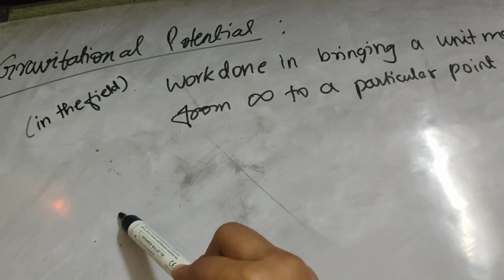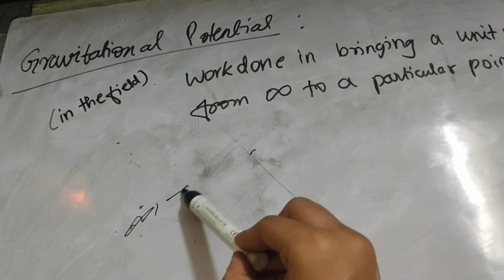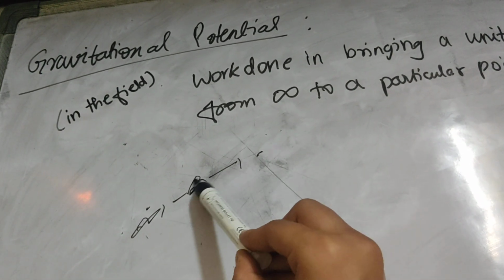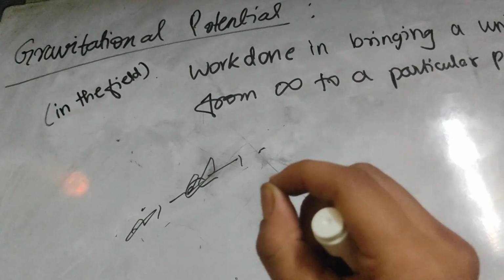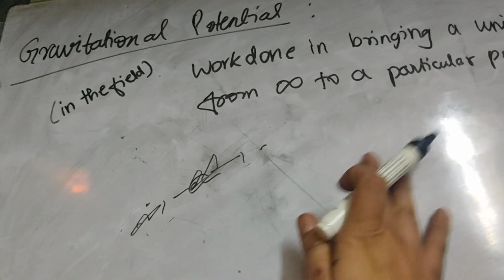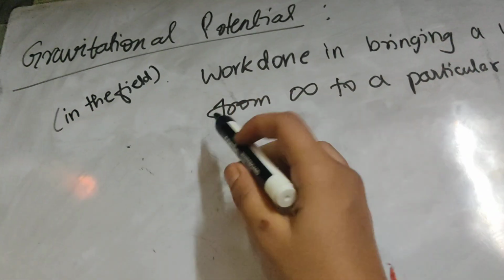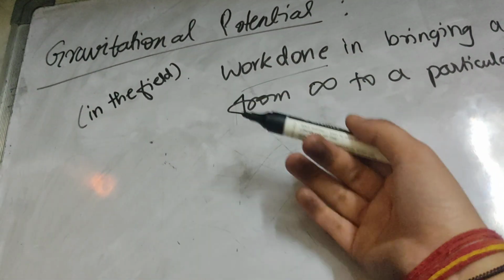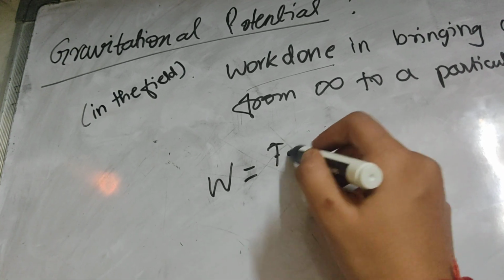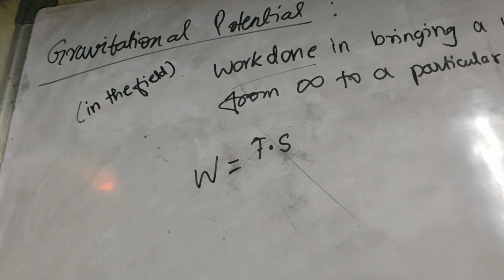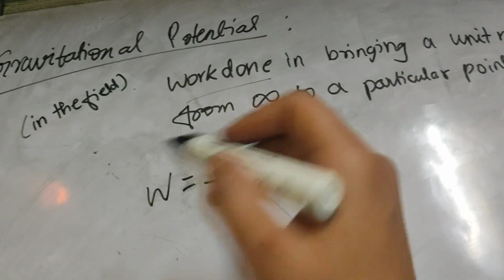So like from a very large distance, infinity, to this particular point, let us consider this distance to be d. So we are bringing a small mass m, a unit mass m, to this particular point. We are doing some work. That work done is called gravitational potential. Now as it is work done, it is obviously a scalar quantity. So how do we write work done? Work done is equal to force into displacement. Right? Force into displacement. And here it is unit mass. So divide upon unit mass.